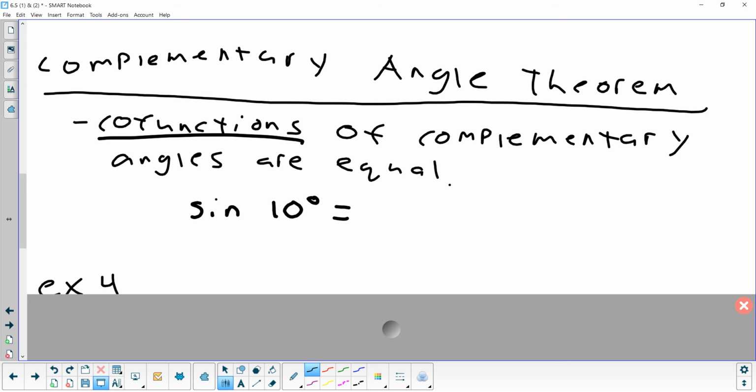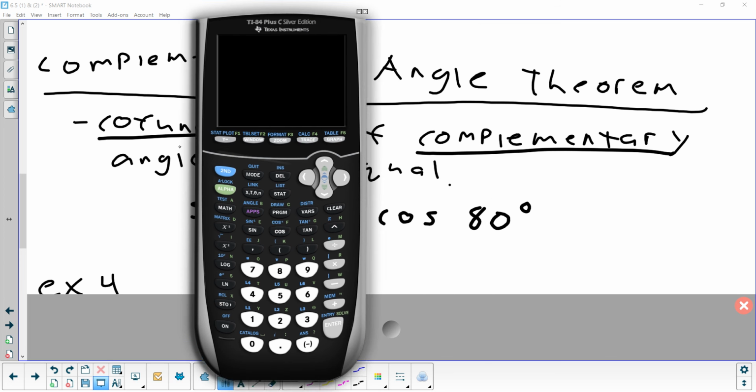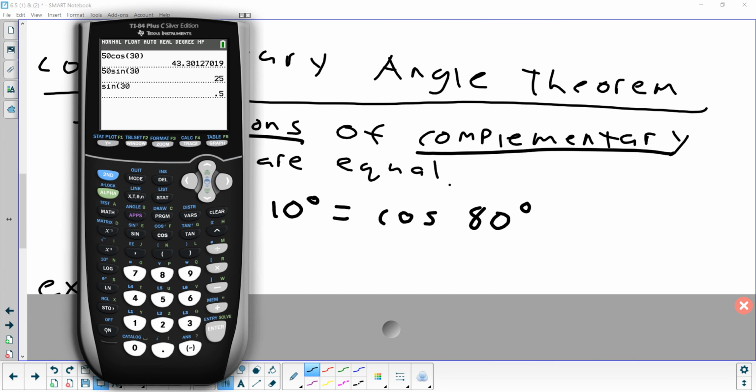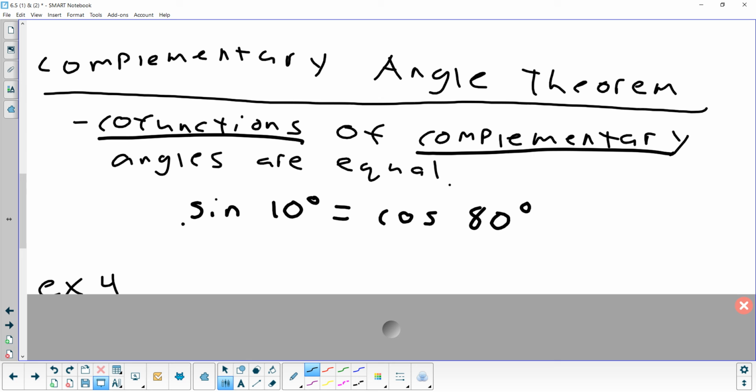What's the cofunction for sine? Yep. Cosine. What angle is complementary to 10? Yep. 80 degrees. Those two things are exactly the same. Let's try it. Sine of 10, you get that number, whatever it is. Cosine of 80, you get the same number. Okay? But you have to have two things happen. Those have to be cofunctions, and those have to be complementary. And then they come out the same.